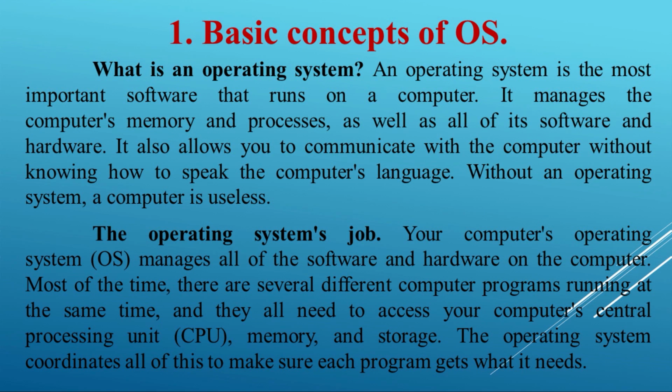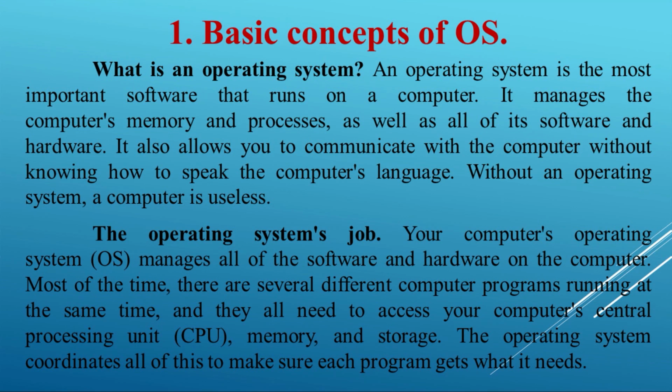Basic concepts of operating systems. At first, I want to answer this question. What is an operating system? An operating system is the most important software that runs on a computer. It manages the computer's memory and processes, as well as its software and hardware. It also allows you to communicate with the computer without knowing how to speak the computer's language. Without an operating system, a computer is useless.